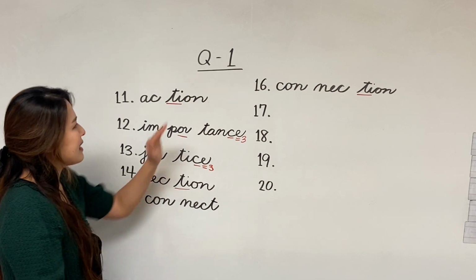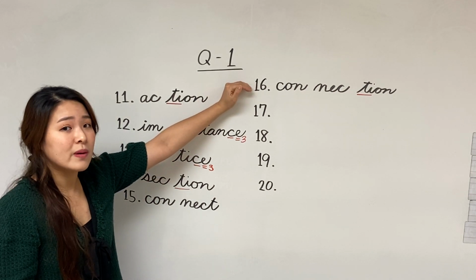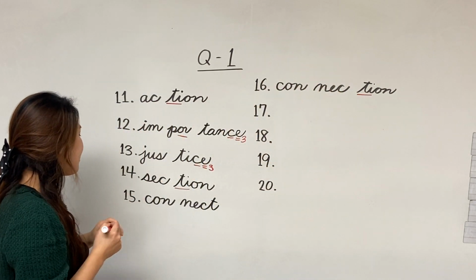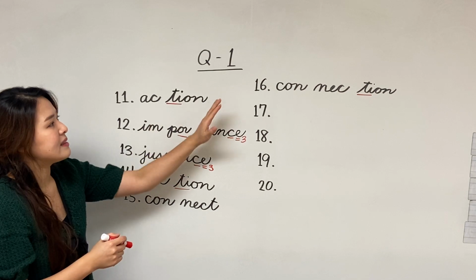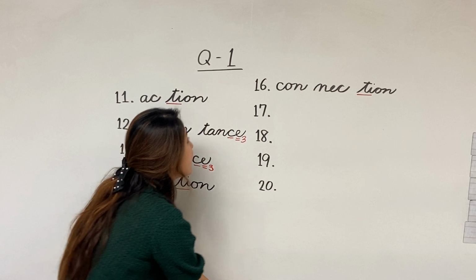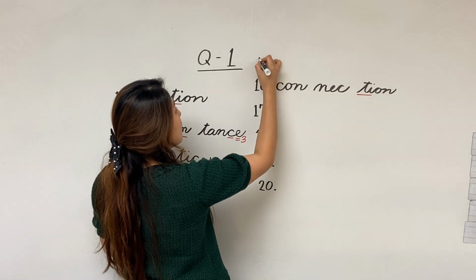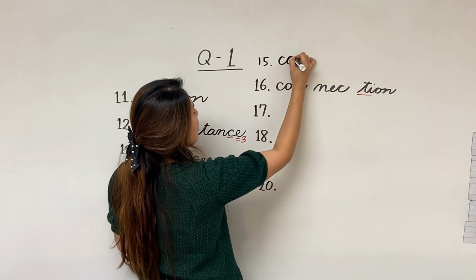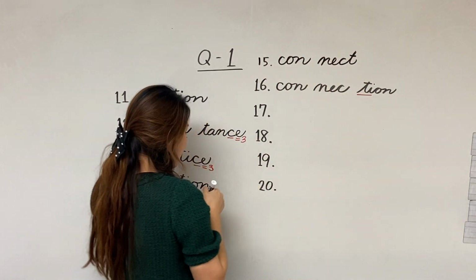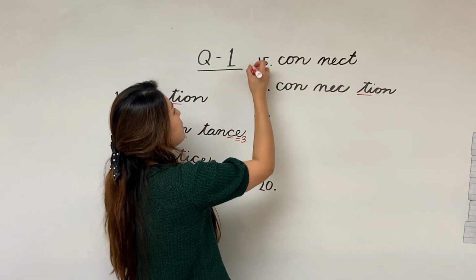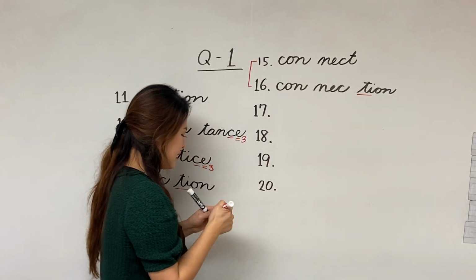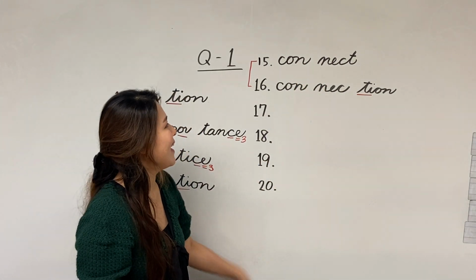Now, connect and connection both come from the same base word, right? It just has the ending shun. So we're going to put a bracket for 15 and 16. But let me move 15 up here so you guys can see how to put a bracket. So we're going to put a bracket around number 15 and 16 because connection comes from connect, just with the ending shun. Okay?